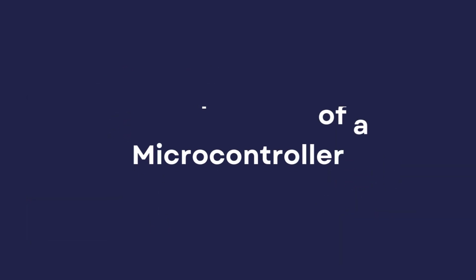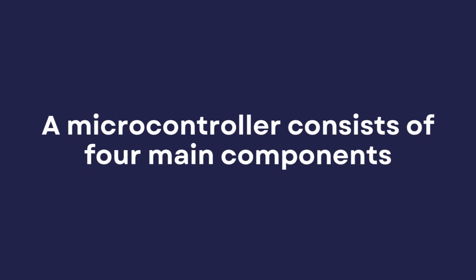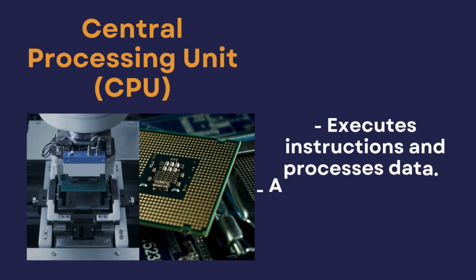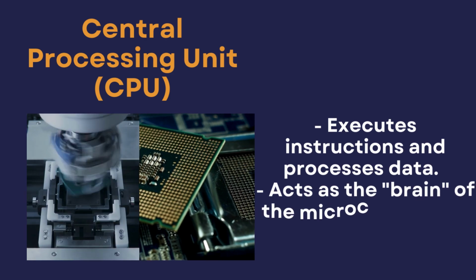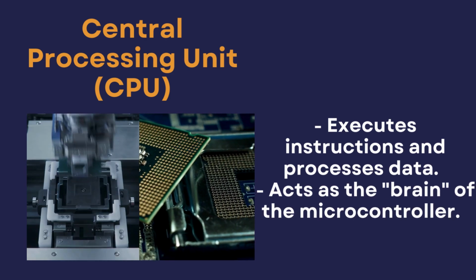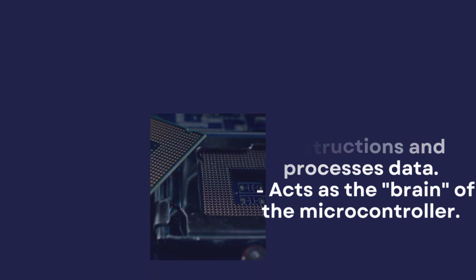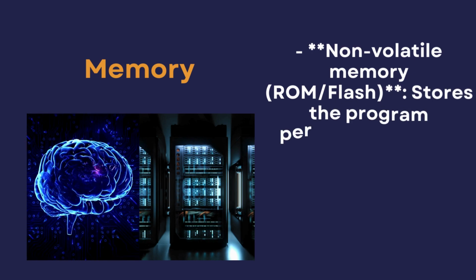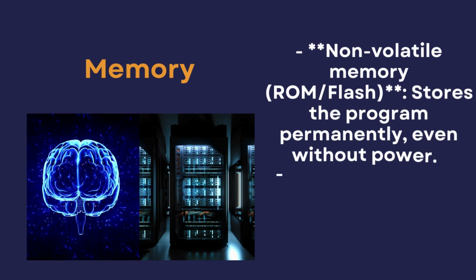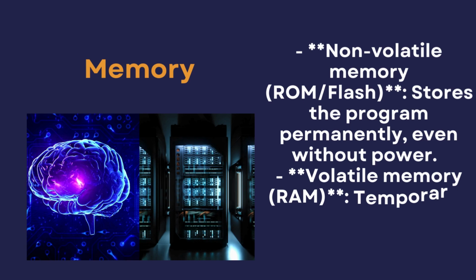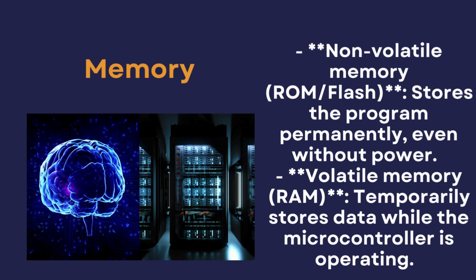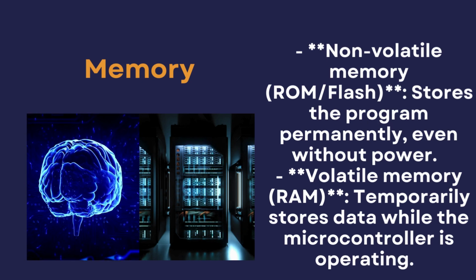Components of a microcontroller. A microcontroller consists of 4 main components. 1. Central processing unit, CPU: executes instructions and processes data, acts as the brain of the microcontroller. 2. Memory: non-volatile memory, ROM, flash, stores the program permanently, even without power. Volatile memory, RAM, temporarily stores data while the microcontroller is operating.